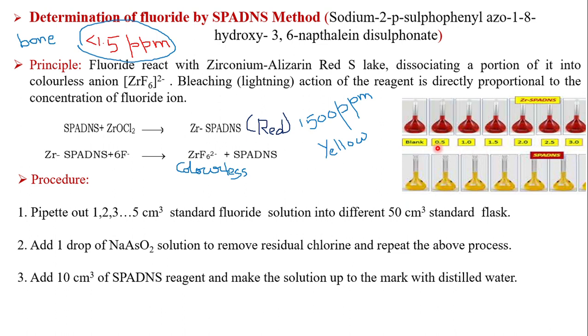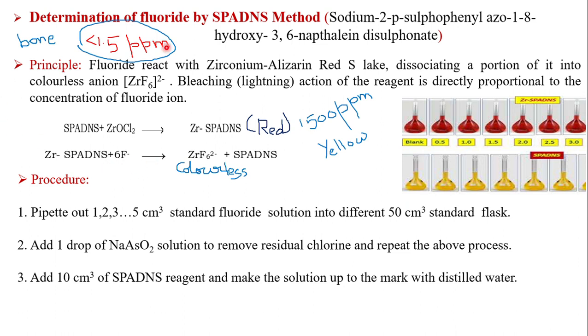Lesser the concentration of the fluoride added to the zirconyl solution, less is the bleaching action. That is why the amount of SPADNS released will be less, and that is light yellow color in nature. So by measuring the color intensities of these solutions after the bleaching at 590 nanometer, it is possible to quantify the fluoride ion present in a solution. This is the principle of fluoride estimation.